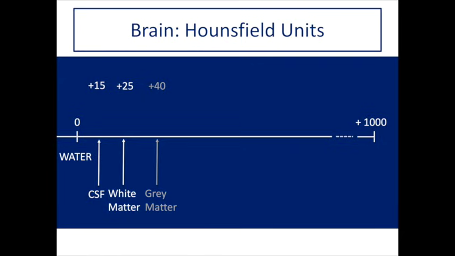CSF is near water density. Gray matter is slightly more dense than white matter. A simple way to remember the relationship between gray and white matter is that white matter is mainly made up of myelinated tracts. Myelin is a fatty substance, and fatty things have a lower density.